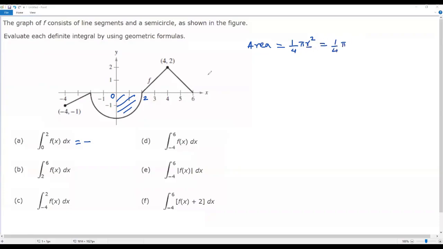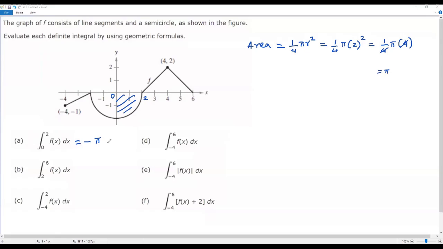r, which represents the radius of the circle. Clearly the radius of the circle is 2 units, so we can plug in 2 for r. Then 1/4 times pi times 2 squared, which is 4. So this 4 will cancel out, and I'm getting just pi. So the area of 1/4 of the circle, I mean the area of this region, is pi. Since this region is found below the x-axis, it has to be negative. So the evaluation of the definite integral in part A is negative pi.